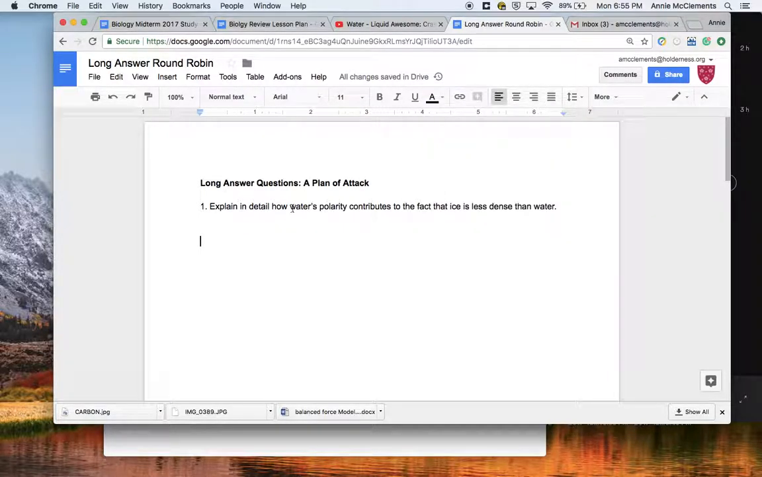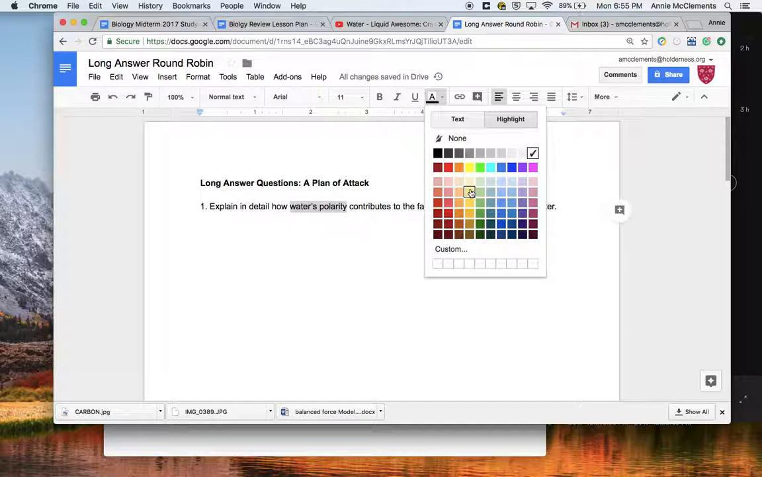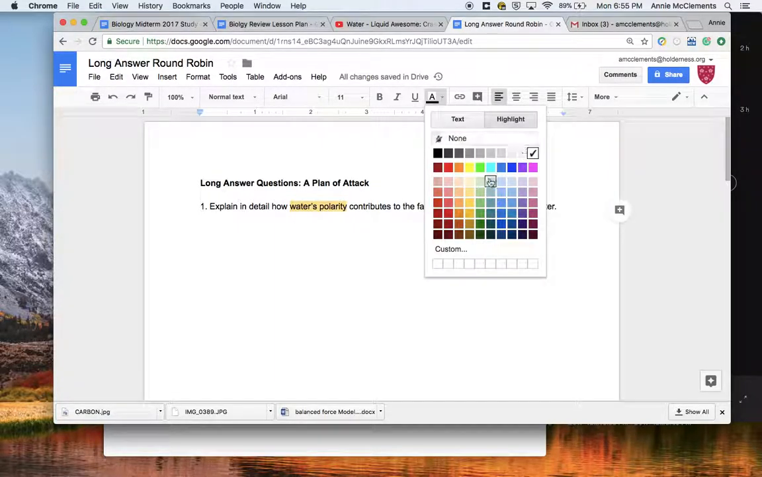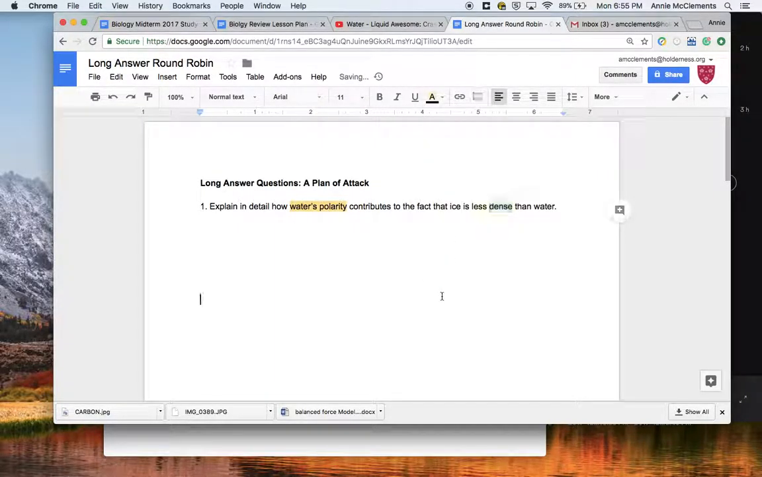identify some words that are going to be key in this question, right? For me here, water's polarity is something I'm going to want to pay attention to. What is that? How does it contribute to this fact, right? The density of ice, right? That's going to be sort of my next big thing here. So, maybe underline them, star them, make sure that you've addressed them somewhere in your answer, right?